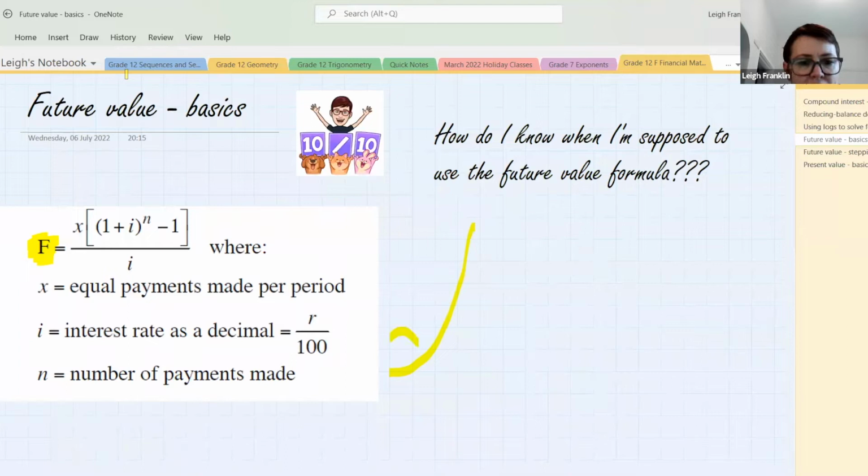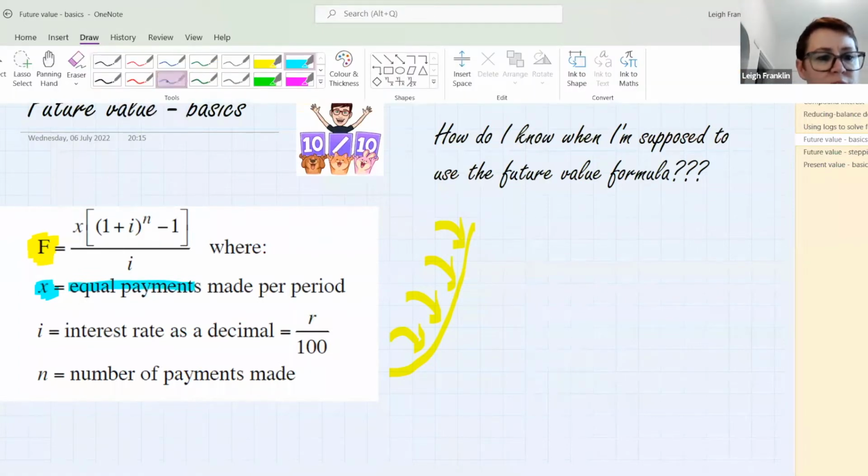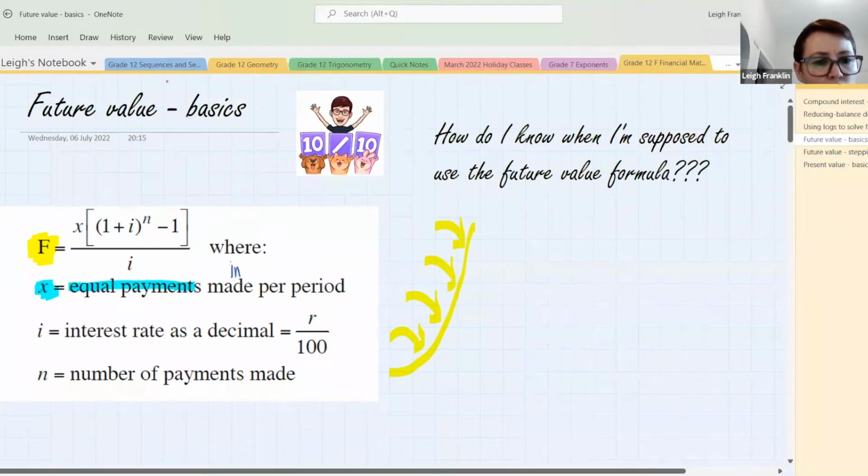Okay, but what's happening is that there are regular payments taking place, so it's growing over time in an exponential way. So we know that we have to use the future value formula as opposed to compound interest when they tell us that there is an equal payment being made in a particular period. Another word for this equal payment is installment. I don't know if you guys have heard that word or your teachers at school have used it, but it's called an installment.